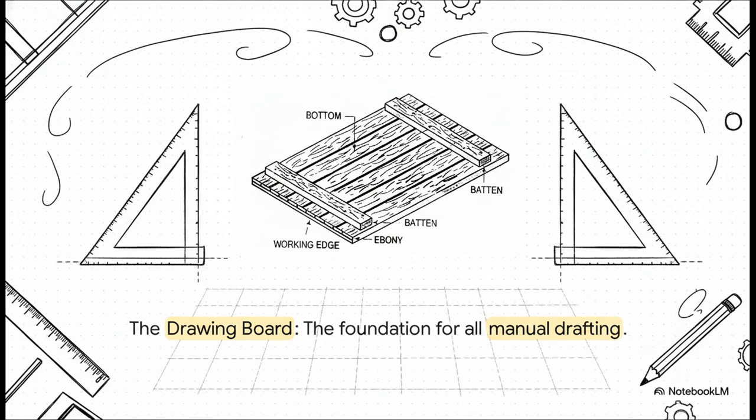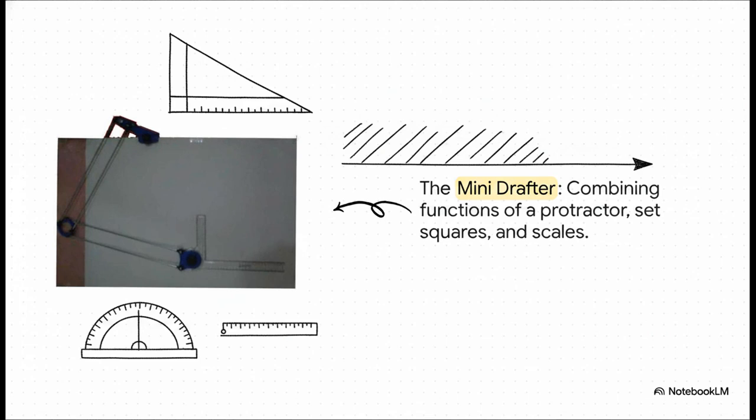And it's so much more than just a flat surface. See, it has a perfectly straight and smooth working edge that acts as the absolute, unshakable reference point for every single line you draw. Now check this thing out. This is one of the most clever tools in the entire kit, the Mini Drafter. This one single instrument could do the job of a protractor, set squares, and scales all at once. It let a drafter draw perfectly straight lines at any angle and whip out parallel and perpendicular lines with amazing speed and accuracy. A true multi-tool for the drawing board.